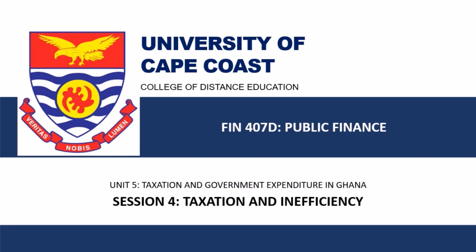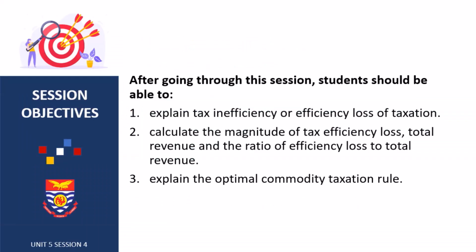This is session 4 of Unit 5, Taxation and Government Expenditure in Ghana. In this session, we're looking at taxation and efficiency loss. In the previous session, we looked at the concept of tax incidence, that's who bears the burden of tax. So based on that concept, there is some inefficiency or efficiency loss of taxation. In this session we are going to look at these tax inefficiencies and how to compute them as well.